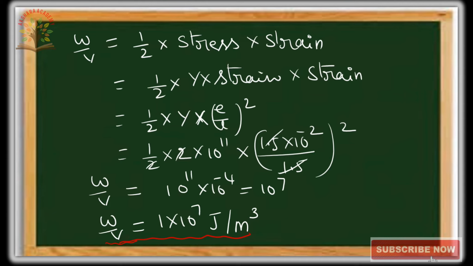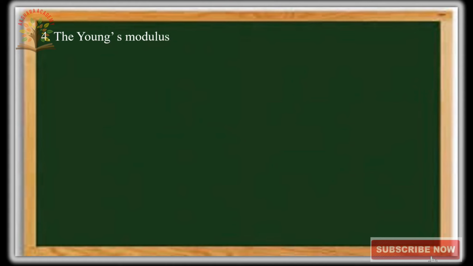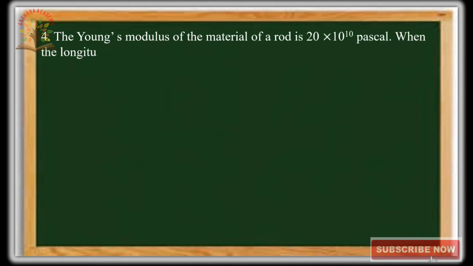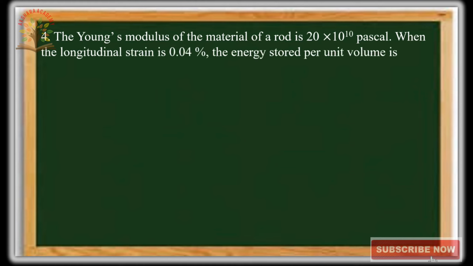Next, let us go to the next question. The fourth question: the Young's modulus of the material of a rod is 20 into 10 to the power of 10 Pascal when the longitudinal strain is 0.04%. The energy stored per unit volume is. In this question, they have given Young's modulus of the material is 20 into 10 to the power of 10 Pascals when the longitudinal strain is 0.04%. You have to calculate the energy stored per unit volume. So come to the solution.